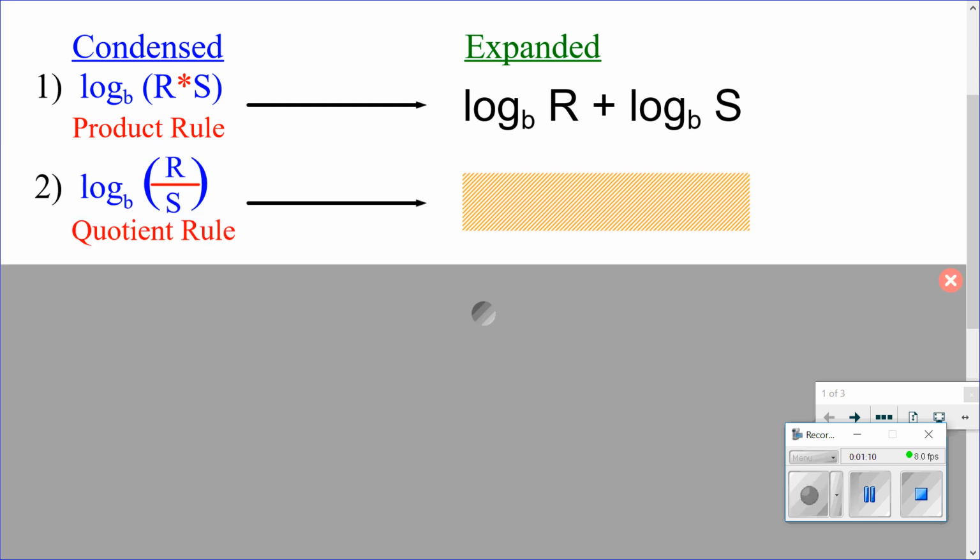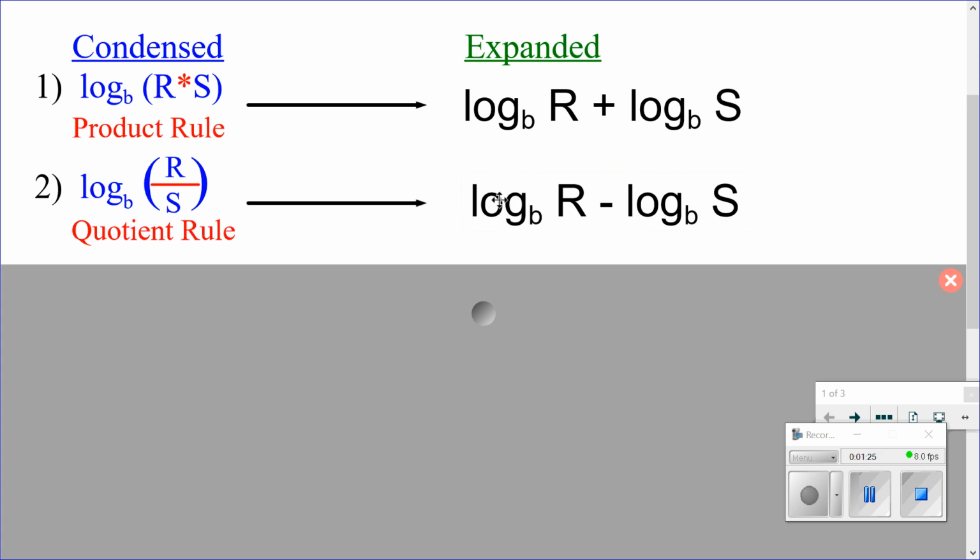Second rule that we have is the quotient rule. This is the log base b of the quantity r divided by s, and it's really important that you put parentheses around these things. So when you want to expand a division problem, we separate them with a subtraction sign. And the numerator always goes first. So this is log base b of r minus log base b of s. So numerator first, denominator goes right after the minus sign. And again, you can have more things going on inside of your parentheses, but anytime you see division, you always separate the numerator and denominator with subtraction.